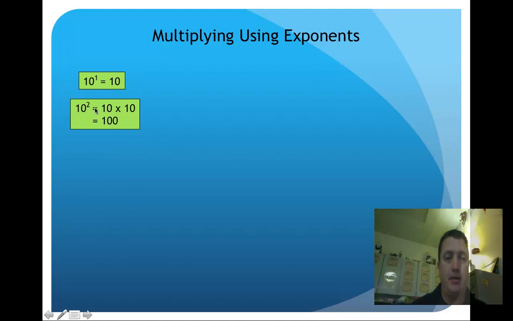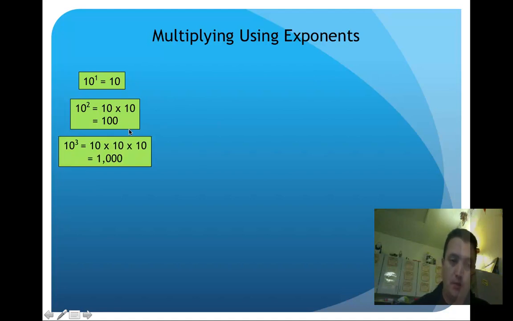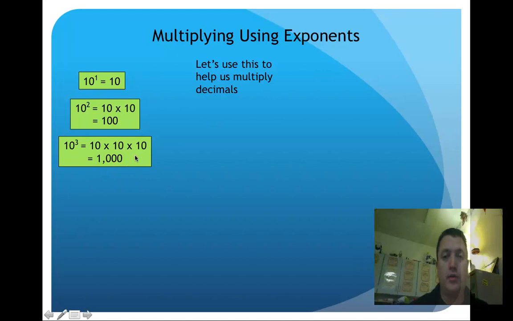10 to the second power is saying 10 times 10, which equals 100. So we're going to multiply 10 times itself twice. Okay, so 10 times 10 is 100. When I go 10 to the third, that's 10 times 10 times 10, or multiplying by 1,000. All right, so we're going to use that to help us multiply decimals.